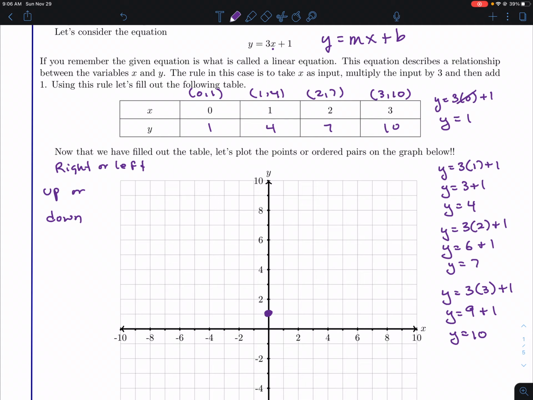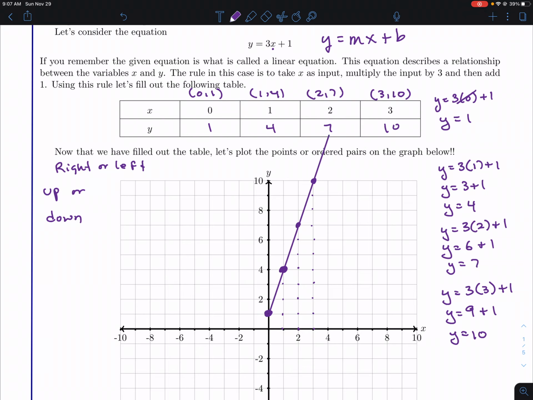And then 1, 4, we want to go over 1 to the right. And then up 4. So 1, 2, 3, 4. So that's going to put us right there. So 2, 7, we want to go over 2. And then up 7. 1, 2, 3, 4, 5, 6, 7. And then finally 3, 10, so over 3, and then up 10, 1, 2, 3, 4, 5, 6, 7, 8, 9, 10. And so now that we've got our 4 dots, what we want to do is just connect the dots together.